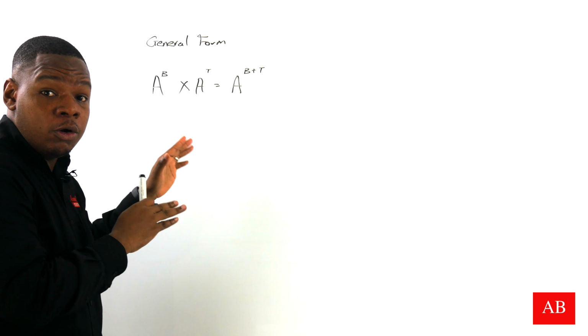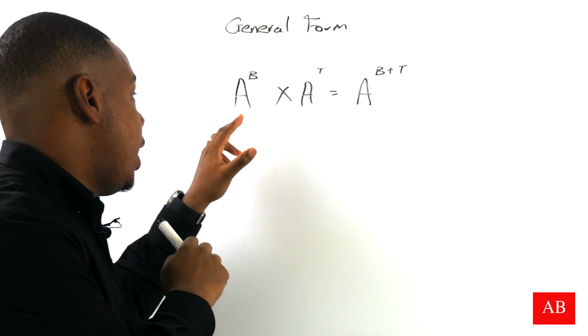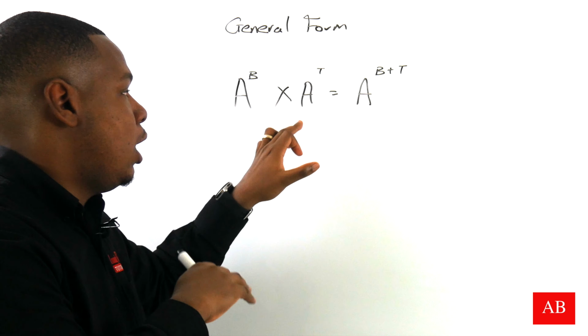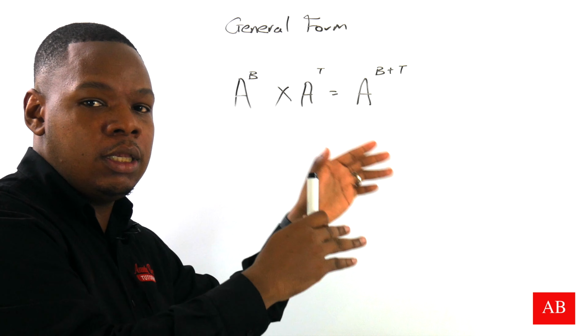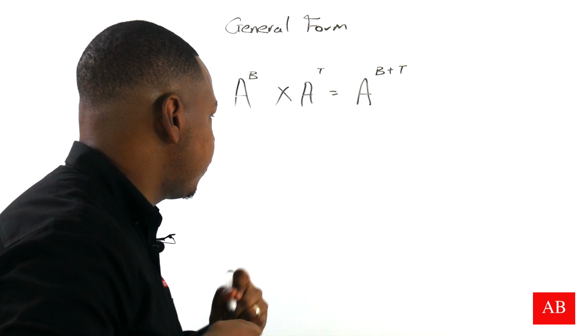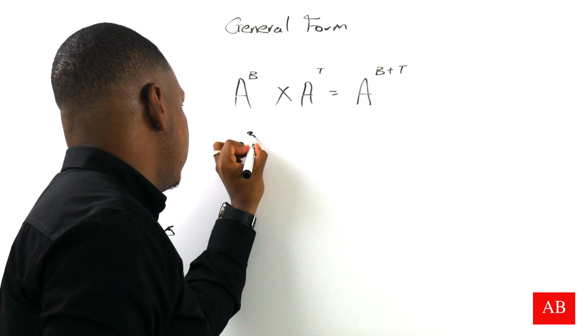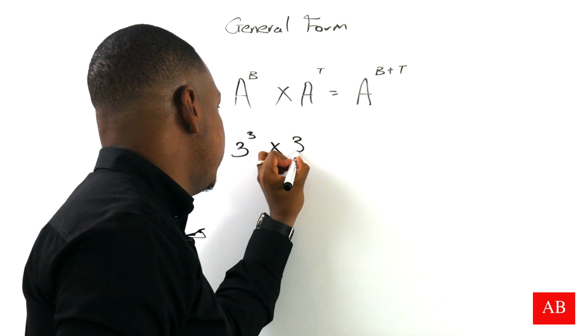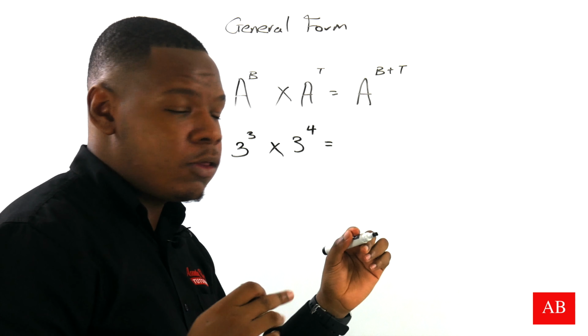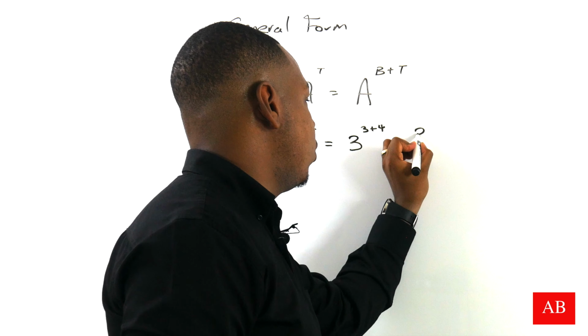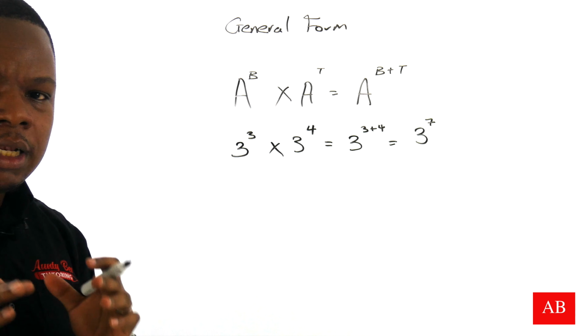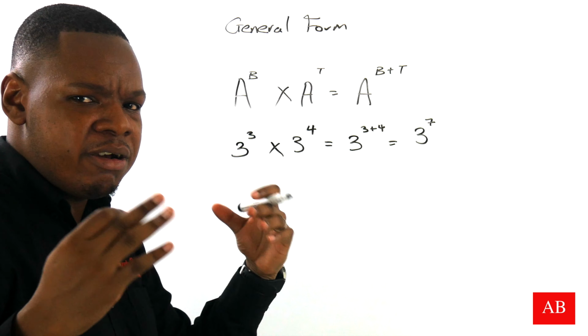Law number 1. When multiplying indices with the same base, we add the powers. Our general form for law 1 would be a raised to the b times a raised to the t being equal to a raised to the b plus t. Now let's look at a practical example. 3 raised to the 3 times 3 raised to the 4. Now our answer would be 3 to the 3 plus 4, which is equal to 3 to the 7. Are we confident? Yes, we are. But let's expand this a little more.